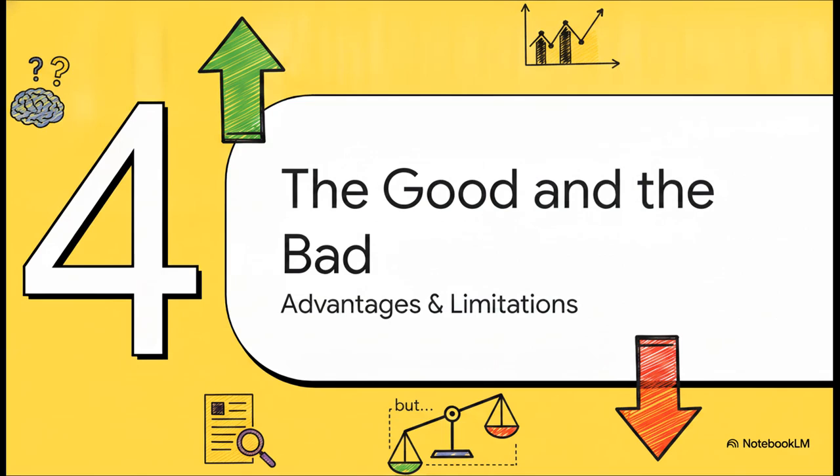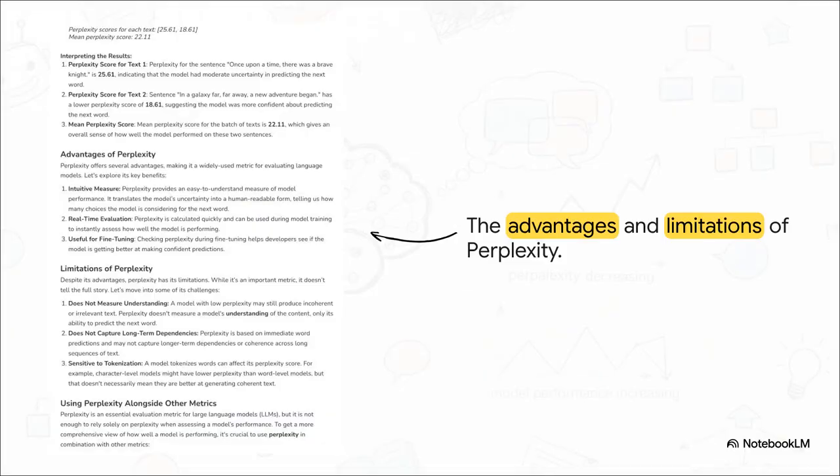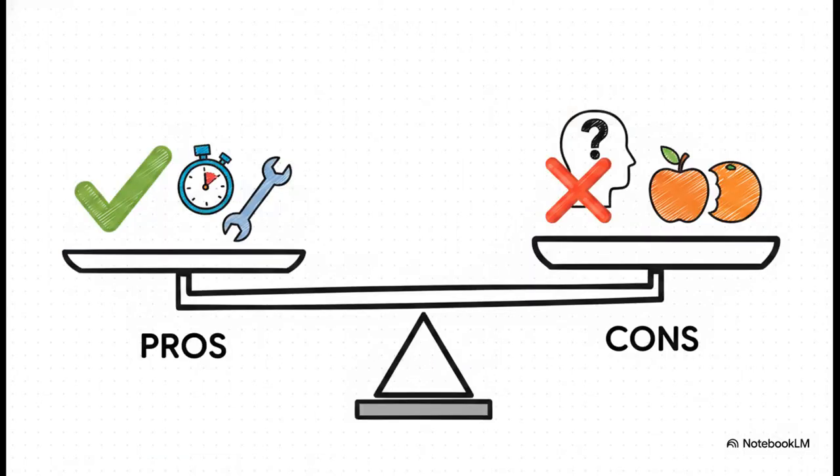Section 4. The good and the bad. Let's cover the advantages and limitations. So perplexity is incredibly powerful, which makes it a massively widely used metric in the AI industry. But we have to be honest here. It absolutely does not tell the full story. We've got to talk about its limitations. Let's objectively weigh this out.